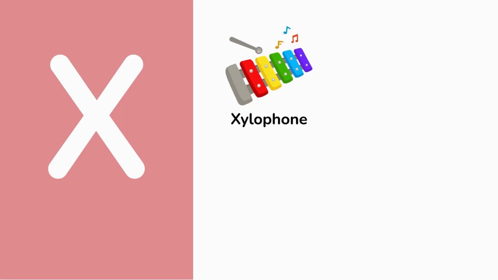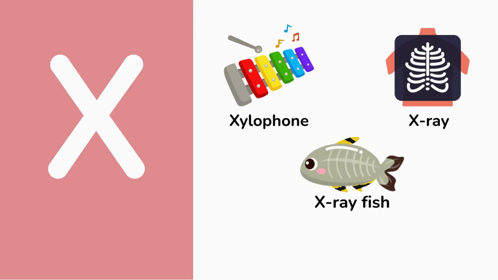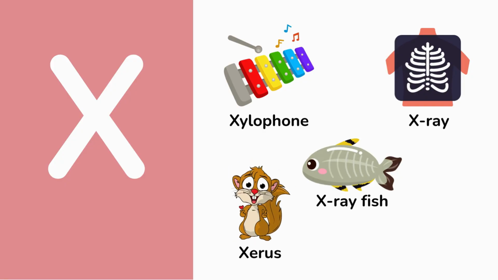X. This is letter X. Can you say X? X. X is for xylophone. X is for X-ray. X is for X-ray fish. X is for xeris. X is for X mark.